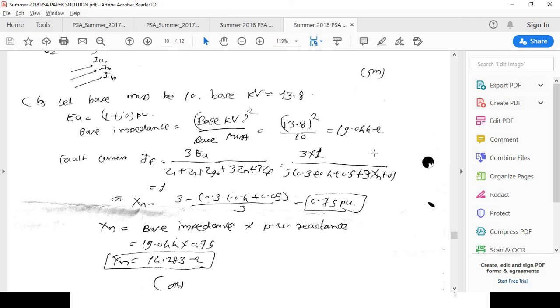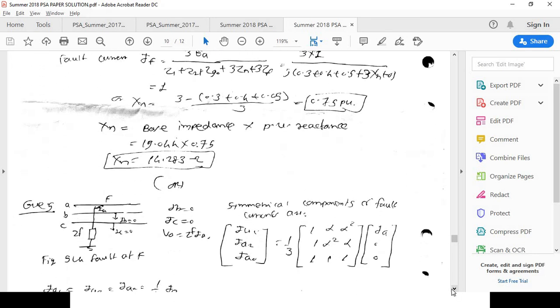This is the per unit value of Xn. To convert it into the actual value, Xn is equal to base impedance into per unit impedance. That is 19.044 into 0.75. That is, Xn is equal to 14.283 ohm. That is, a reactance of 14.283 ohm should be connected in series.